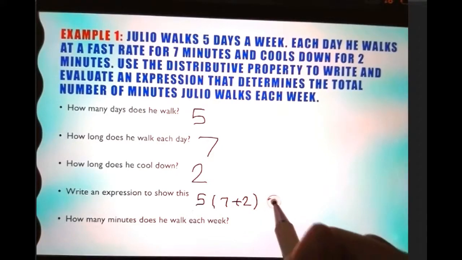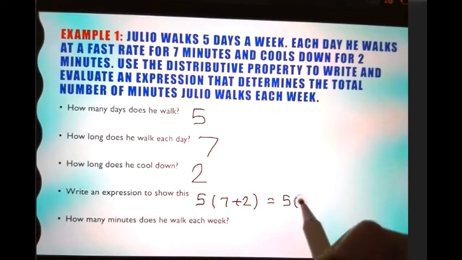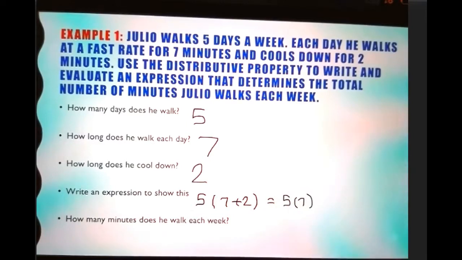The second would be to say, okay, he walks fast for 7 minutes for 5 days. And he cools down for 2 minutes for 5 days. Either way you write that, you'll get the same number for how many minutes does he walk each week.